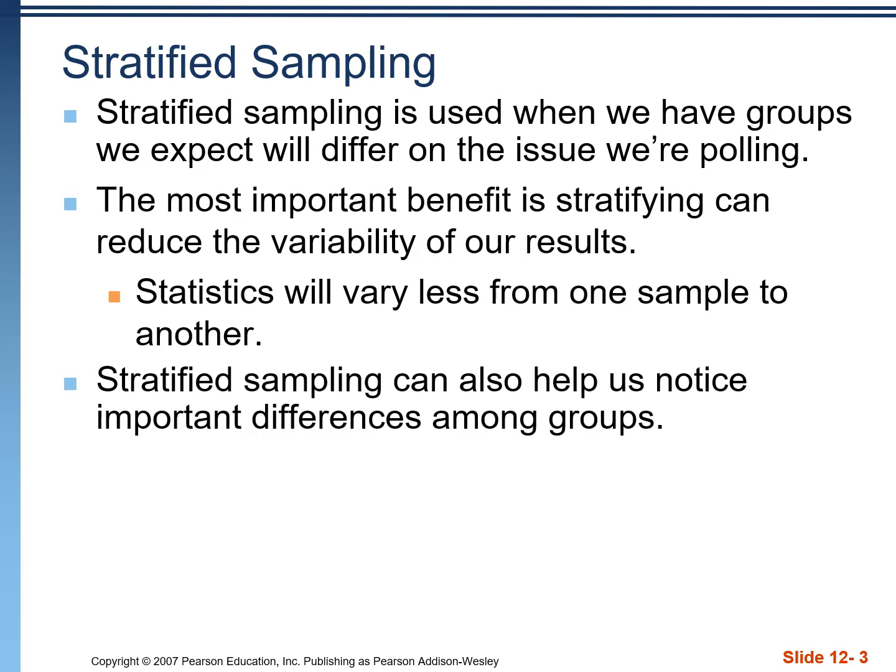Next up is stratified sampling, and this has a lot of similarities with the next type, which is cluster sampling. Stratified sampling is used when we have groups we expect will differ on whatever issue it is that we're polling. One of the benefits of using stratified sampling is that it's going to reduce the variability in our results. So say, for example, we think males and females are going to have different results. If we stratify, we can say we want to make sure we get 50% males, 50% females, instead of mistakenly ending up with something like 80% males, 20% females.